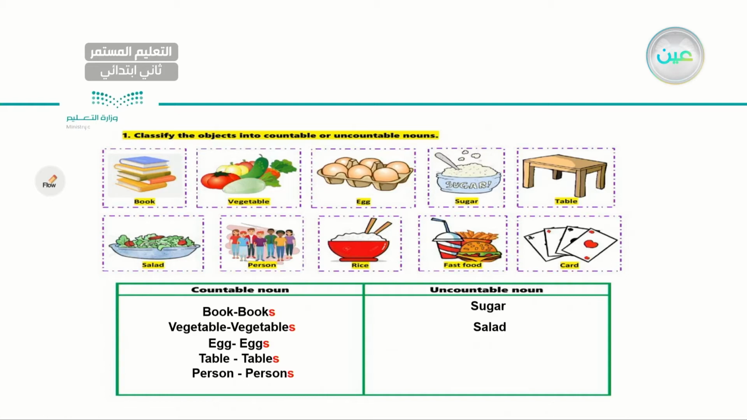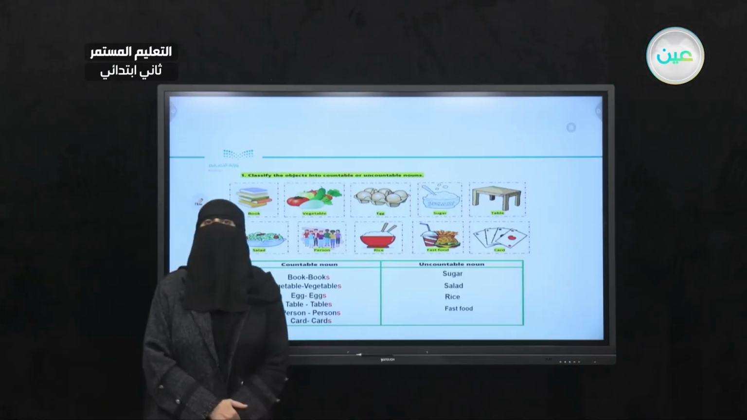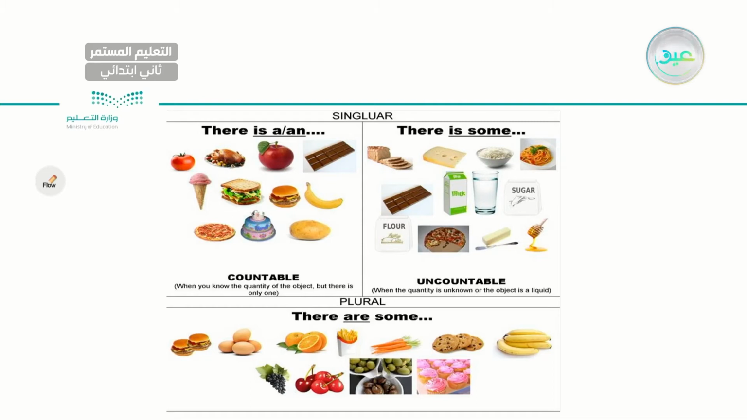Next, I have rice. Rice, same as the word sugar, it is uncountable. Next, I have the word fast food. Can we add s to the word food? We cannot, so it is uncountable. And for the last one, I can see 1, 2, 3, 4 cards. Cards, they are countable nouns. Very good, my dear student.